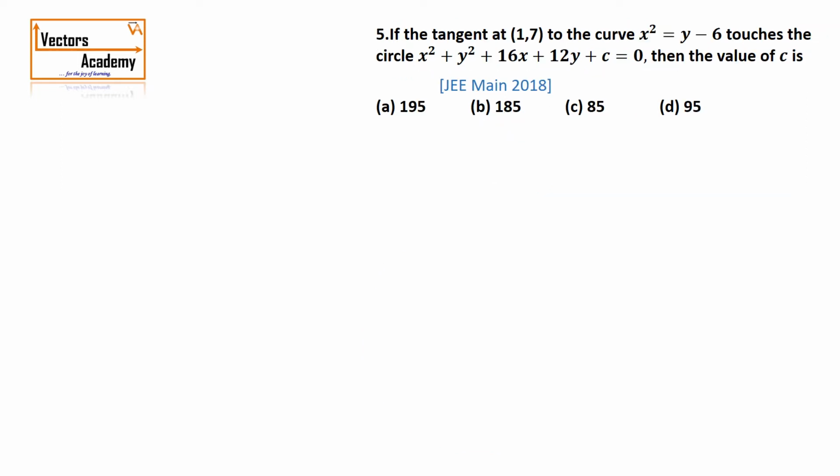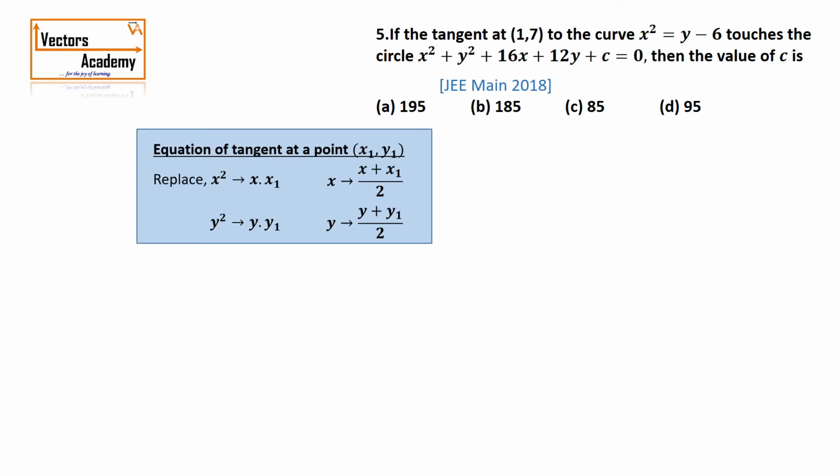In this particular question, it is said that there is a tangent at point (1, 7) to the curve x square is equal to y minus 6, and that tangent is also the tangent of the given circle, and we have to find the value of c. So, we know that the equation of tangent to any curve at a given point is given when we replace x square by x into x1 and y square by y into y1, and we replace x by (x plus x1) by 2 and y by (y plus y1) by 2.